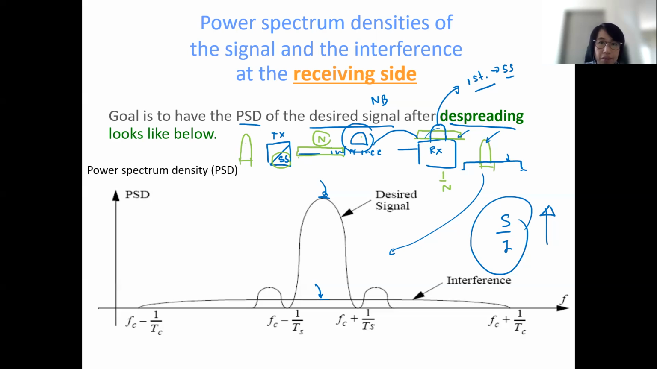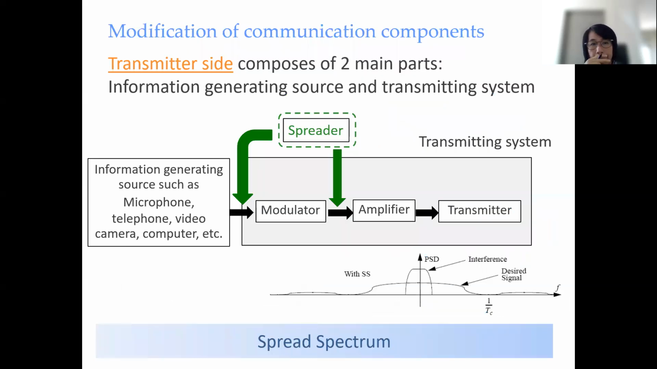Okay, this is the concept of the spread spectrum. Any question? The concept is very easy. The transmitting part makes it wider, and the receiving part makes it narrow, the same as the original one. And there are two main techniques, as I mentioned, and the spreader block is in between, before or after modulation.